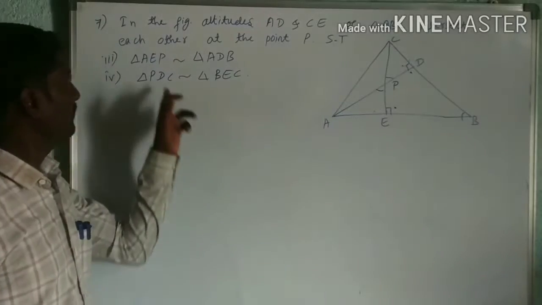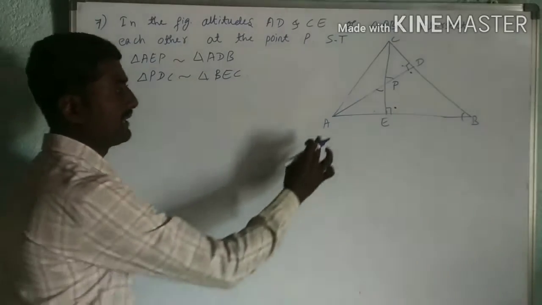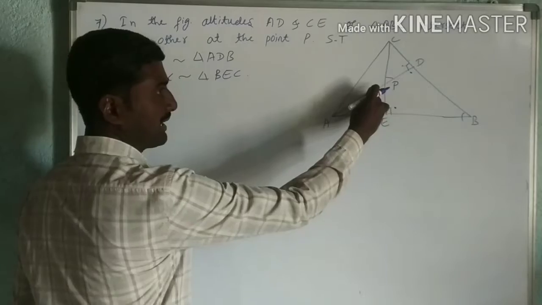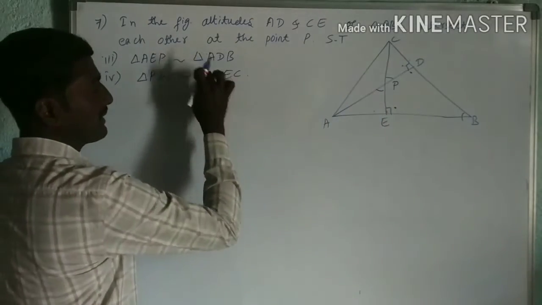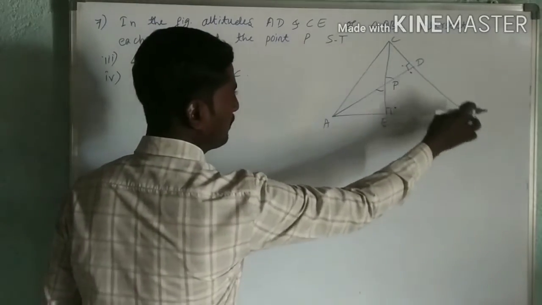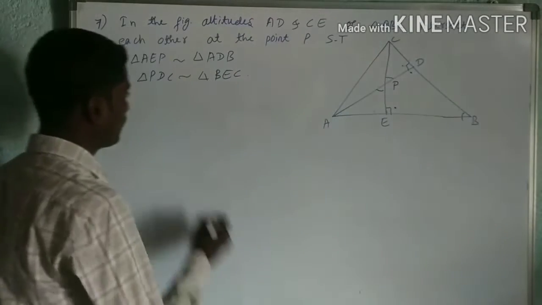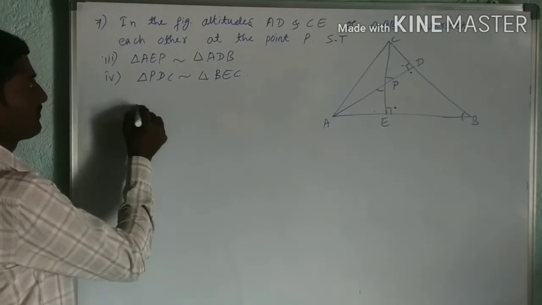Next, third one, triangle AEP and triangle ADB. These two triangles are similar. I have to prove it. So let us take the third one.